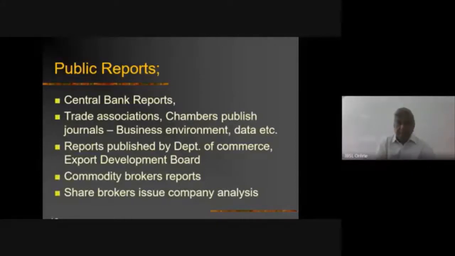Then they publish periodic journals. The journals also provide information about the various sectors where they are operating. Trade associations give coconut prices, rubber prices, tea prices. And if there are any crucial factors affecting their production, they are all indicated in those journals. Similarly, chambers and companies publish journals. That will give valuable information about the business environment for that particular sector, and some valuable data is also included in those journals. So it will be helpful.